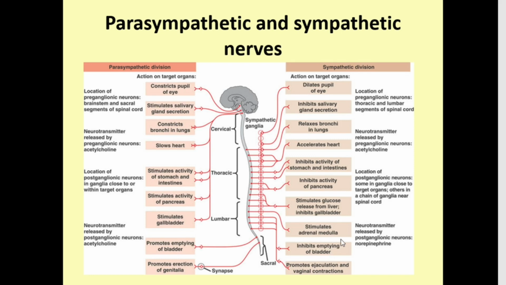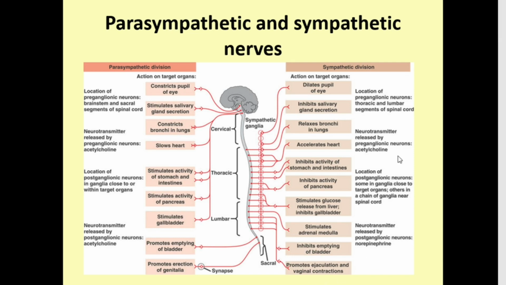We start to stimulate the adrenal medulla, which are endocrine glands that sit on top of our kidneys and produce adrenaline. We'll start to inhibit the emptying of the bladder. You might actually get a rapid release of urine, but once that happens, you will stop producing urine and filling and emptying the bladder.